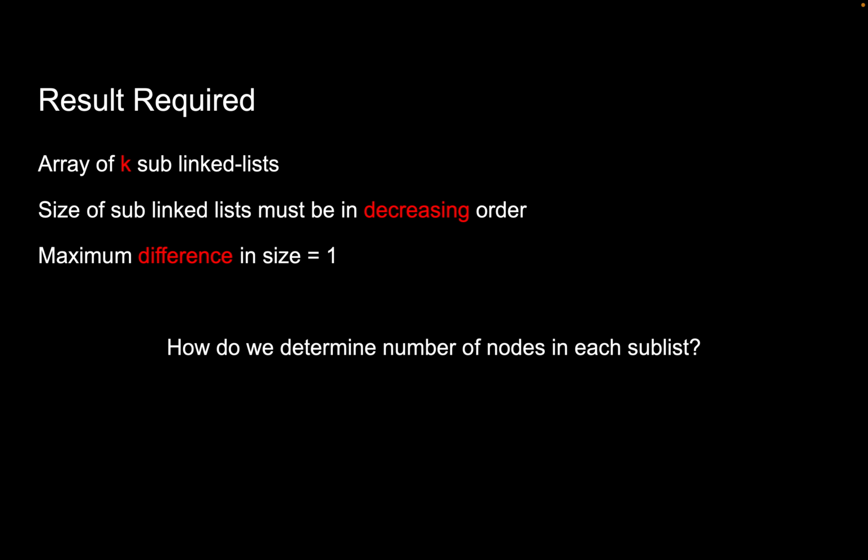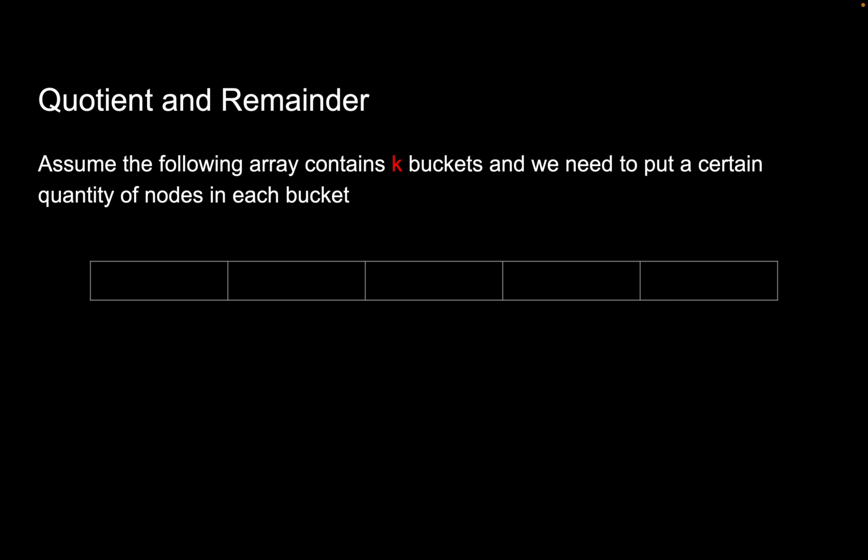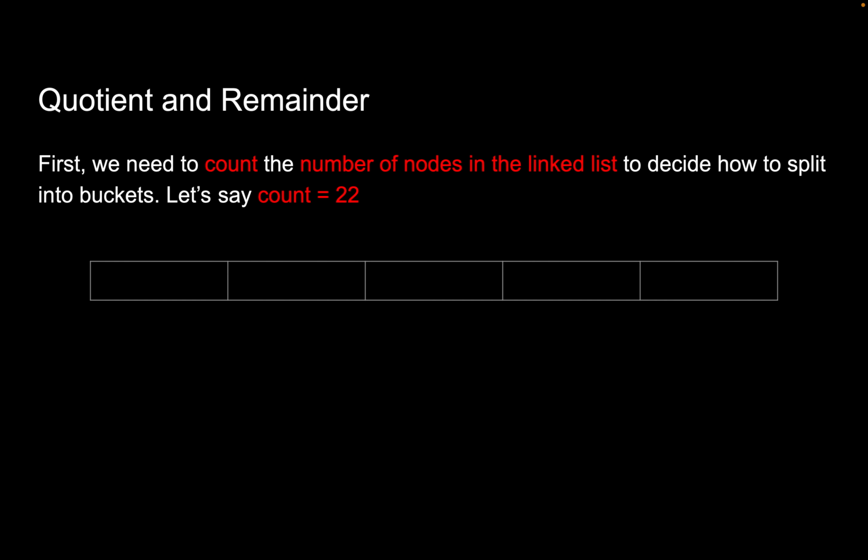So the result required is an array of k sub-linked lists, the sizes of the sub-linked lists must be in decreasing order, and the maximum difference in size must be 1. So it could be 0 or it could be 1. Firstly, how do we determine the number of nodes in each sublist, in each bucket? Assume that the following array contains k buckets. k in this case is 5, because there are 5 different buckets, and we need 5 separate sub-linked lists. And we need to put a certain quantity of nodes in each bucket.